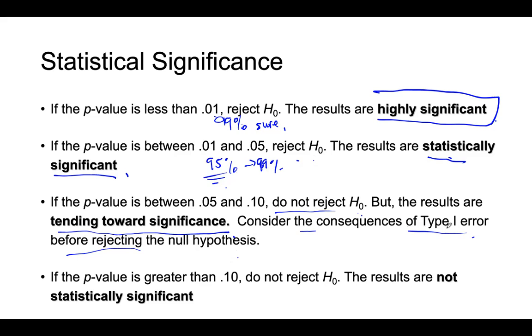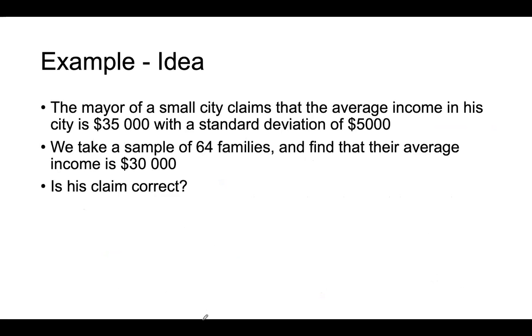So we think, are there errors? Do we have to check things? And anyways, if the p-value is greater than 0.10, we do not reject the null, and the results are not statistically significant. So let's look at examples instead of me talking so much about theory.